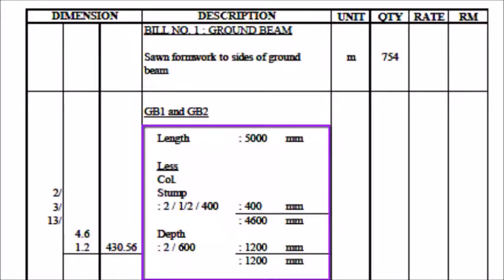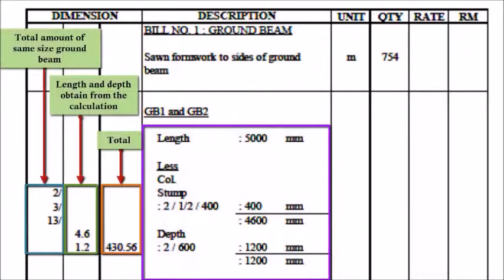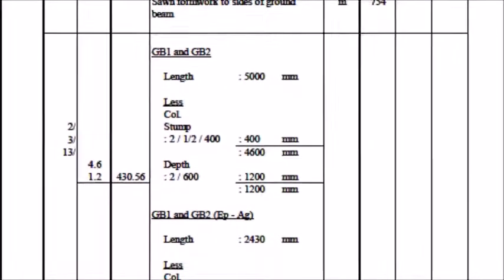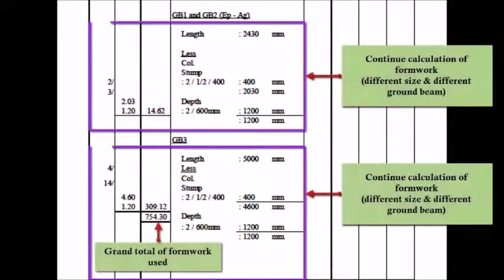So we need to have the total amount of ground beam with the same size and multiply with the length of ground beam, then multiply again with the depth of ground beam to get the total of formwork used. After that, proceed to continue the calculation of formwork. The step of calculation is as described before. Sum up the total and get the grand total of formwork used in ground beam.